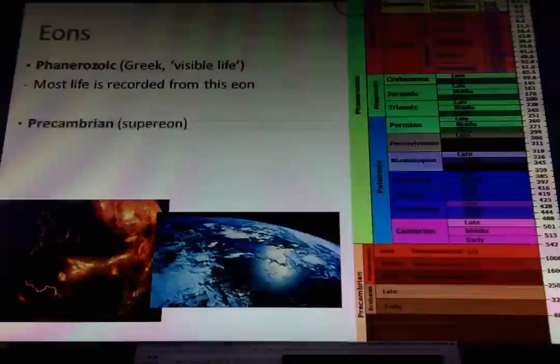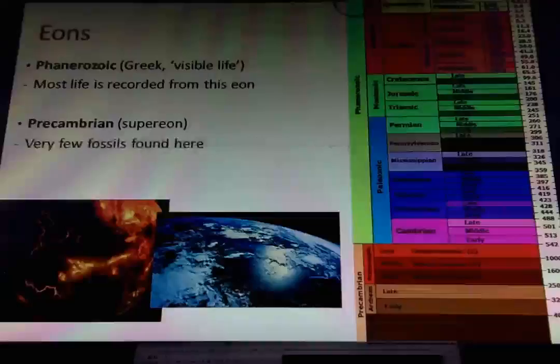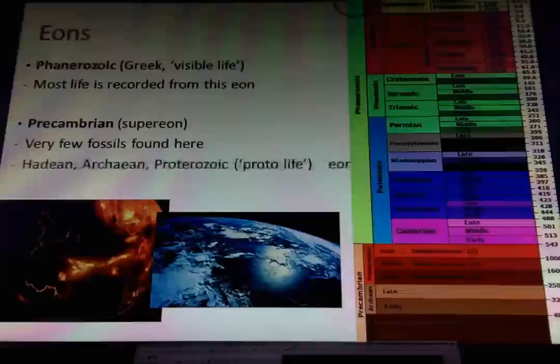So actually, the Precambrian then is down at the bottom. That's a super eon. There are very few fossils found in this time period. Again, because it was so inhospitable. Too hot, poisonous atmosphere. Very little exists from the Precambrian super eon. And during this time we have subdivisions: the Hadean, the Archean, Proterozoic eons. So within the Precambrian division at the bottom.